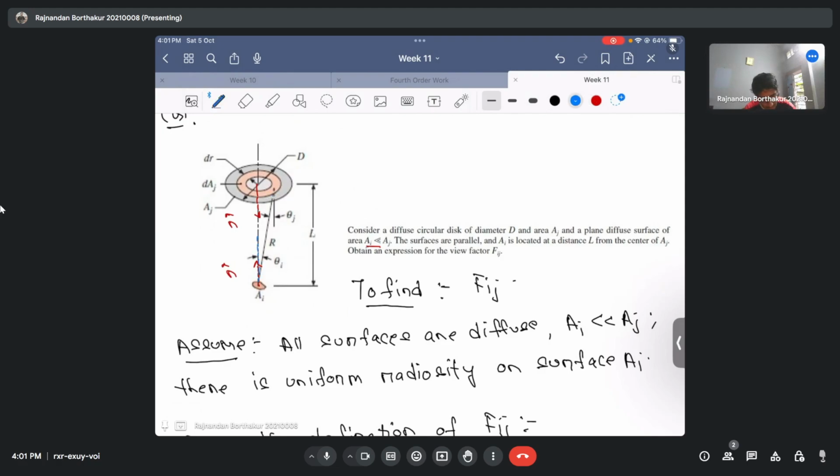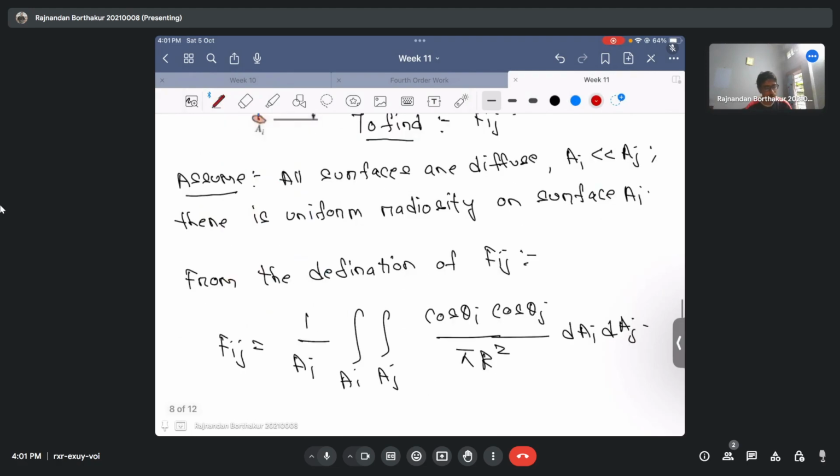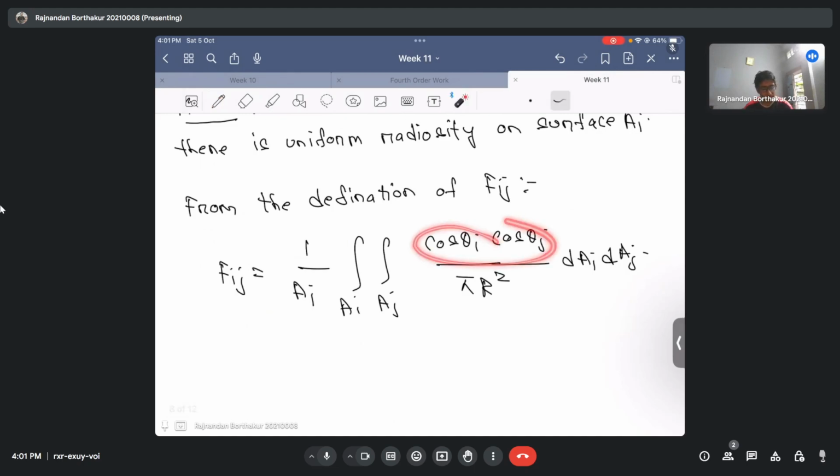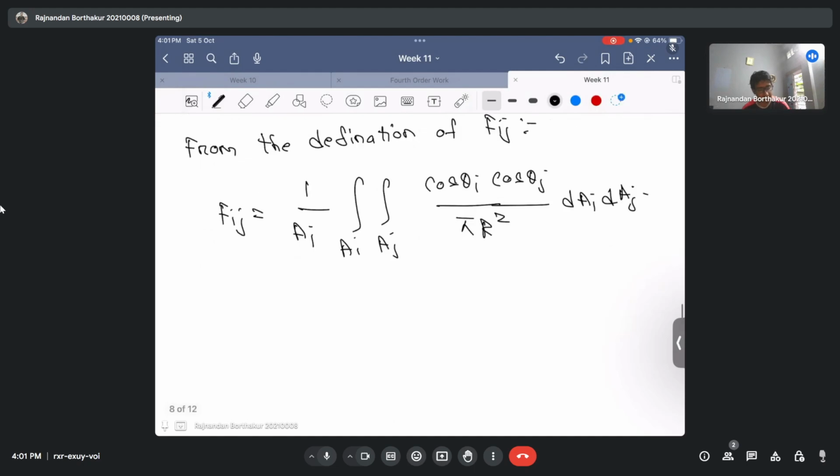If I just draw this, things would be clearer. This would have been my cos theta I, which is this, and this would have been my cos theta j. And just by using simple mathematics, you can prove that cos theta I is equal to cos theta j. This is so because this disk area, which is AJ, and this small area AI are lying parallel to one another. And this is already given in the problem, that the surfaces are parallel. So you can write cos theta I is equal to cos theta j, and just write it as some generic cos theta.